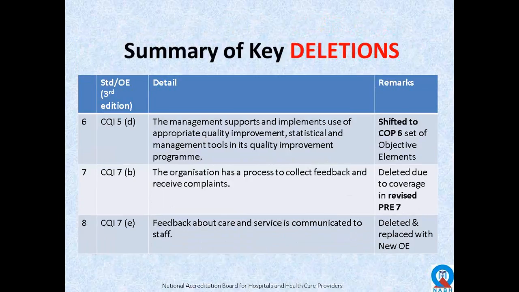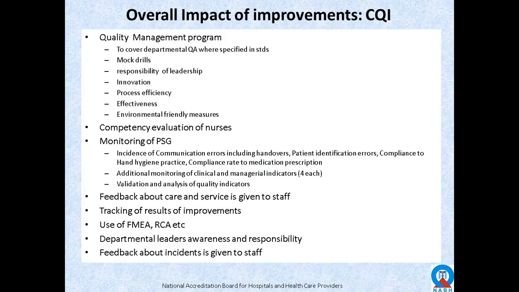Others are CQI 5D, the management supports and implements use of appropriate quality improvement tools, statistical tools. This has been shifted to COP 6. Organization has a process to collect feedback and receive complaints. This is already covered in PRE 7, so this has been deleted. Feedback about care and service is communicated to the staff, and this is replaced with a new objective element.